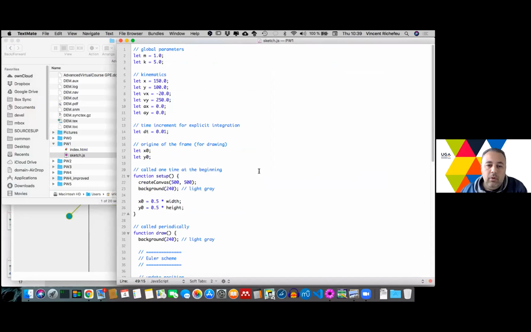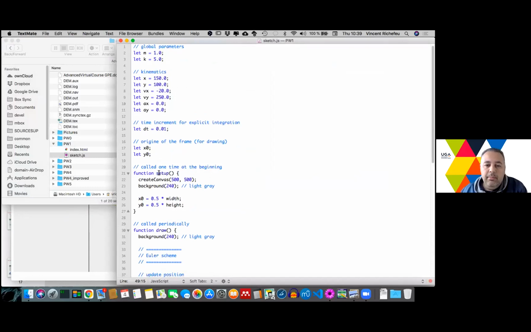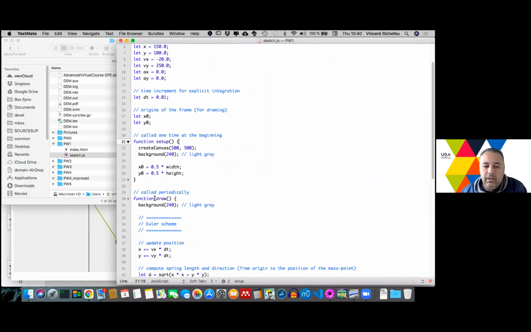So here we still have the function named setup. Remember, it was for P5JS. And then we've got a function named draw. This function will be called periodically. Let's say every time step, this function is called, and we display something on the screen.